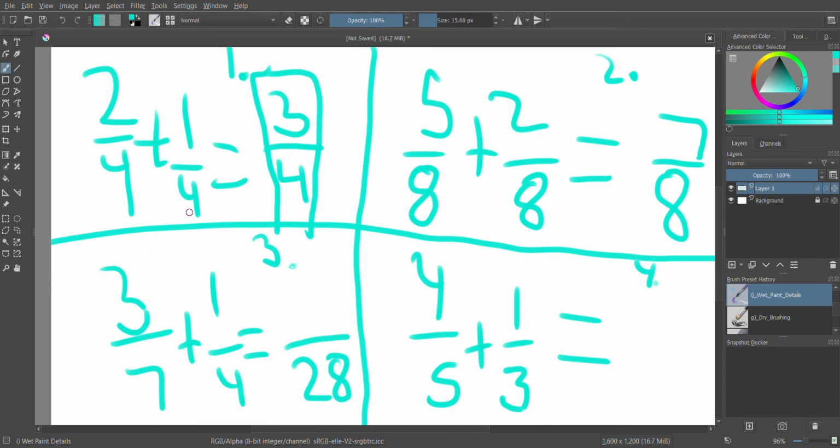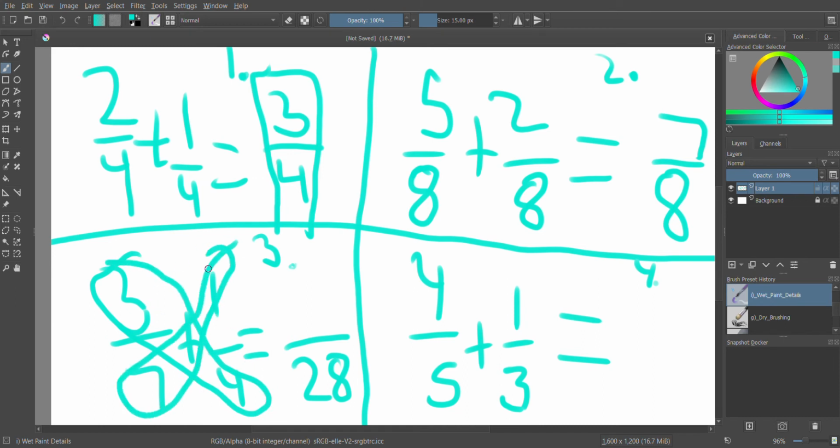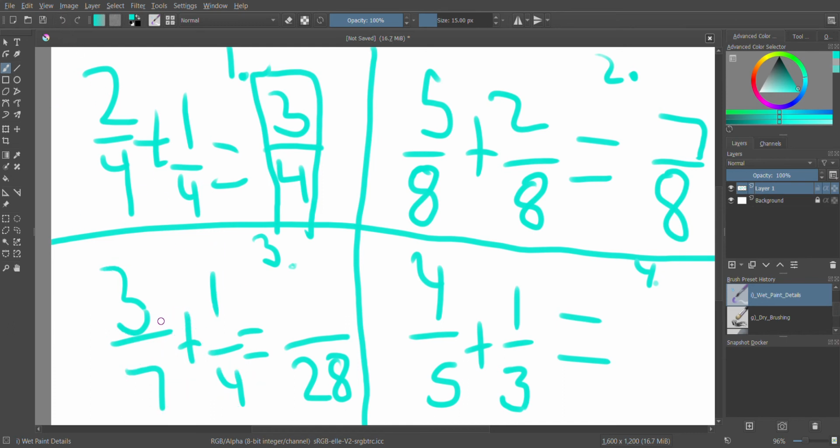This time, we're going to learn something new called cross multiplication. You multiply these two numbers and these two numbers. Let's try that. In this case, 3 times 4 is 12. 7 times 1 is 7. And 12 plus 7 is 19. The answer is 19/28.